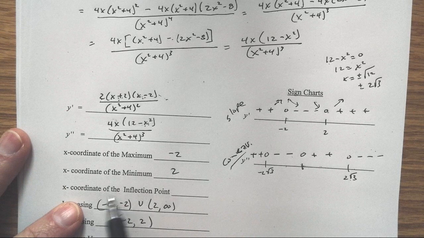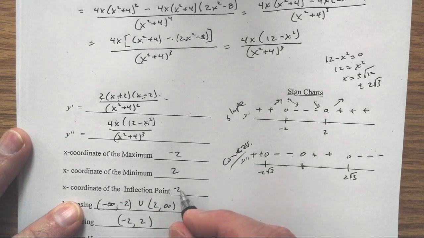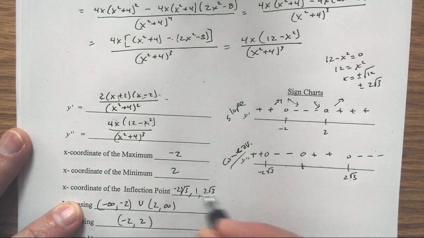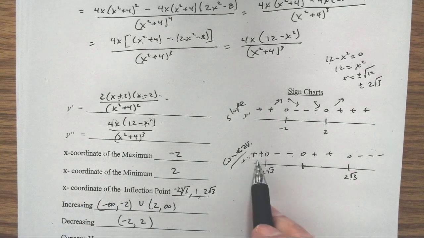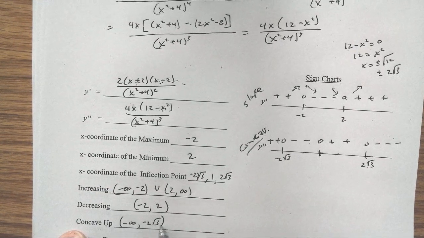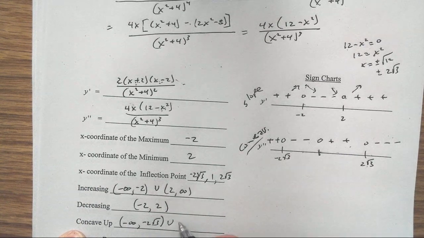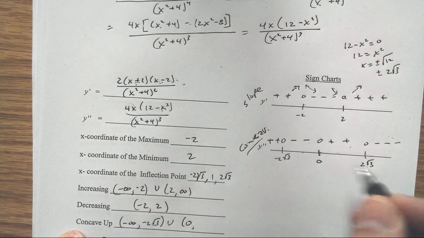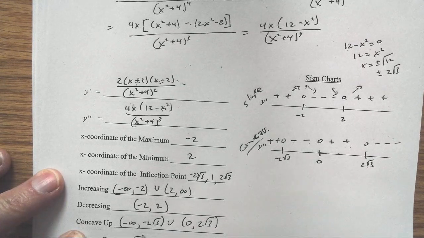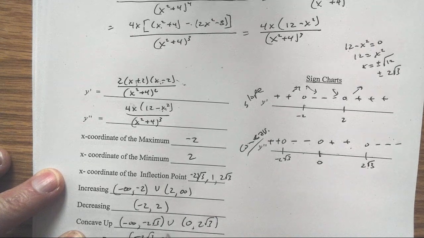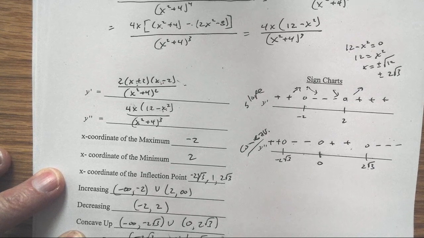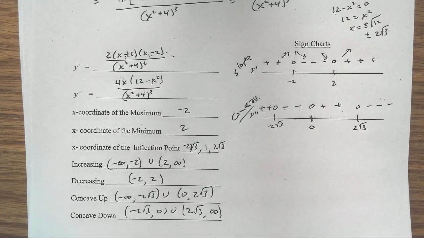So we do, in fact, have inflection points at negative 2 square root of 3, 0, and 2 square root of 3. We are concave up from negative infinity to negative 2 square root of 3, in union with concave up from 0 to 2 square root of 3, and concave down from negative 2 square root of 3 to 0, in union with 2 square root of 3 to infinity. Wow. A lot going on here.